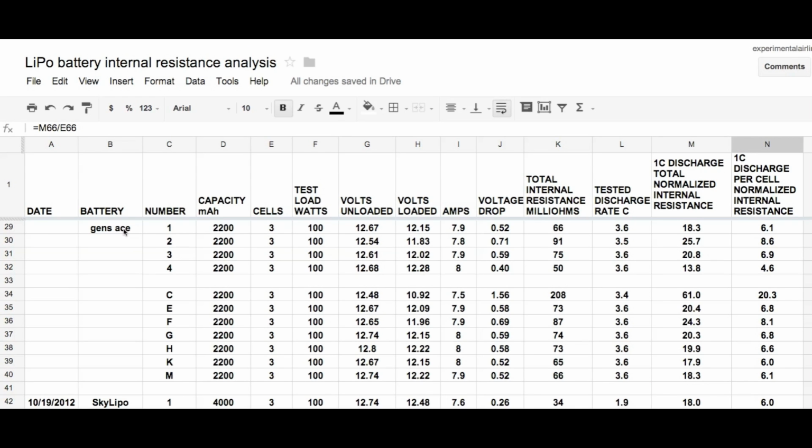Here you can see once upon a time I had a batch of Genzeus batteries, which were great when new, but towards the end of their lifespan, you can see that the normalized 1C internal resistance was over 6 in the best case and up to 20 milliohms per cell. I probably crashed this battery, otherwise abused it, and this was definitely dead.